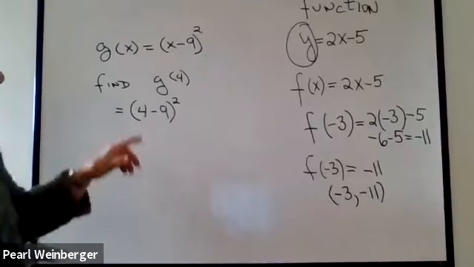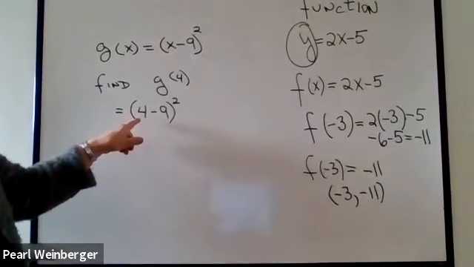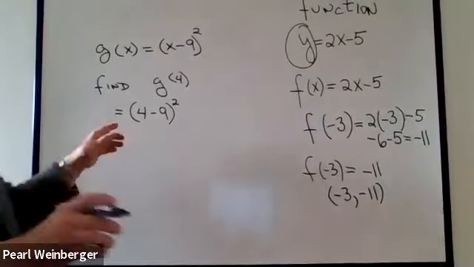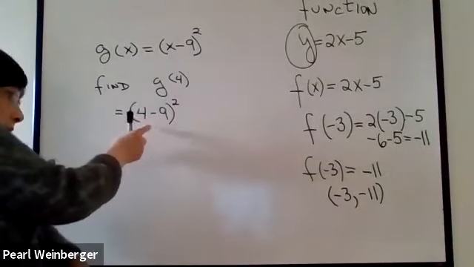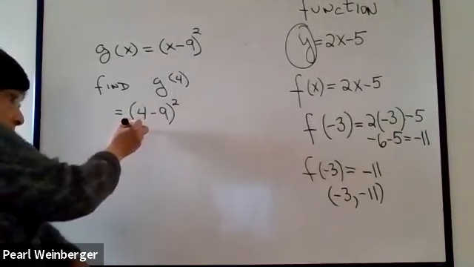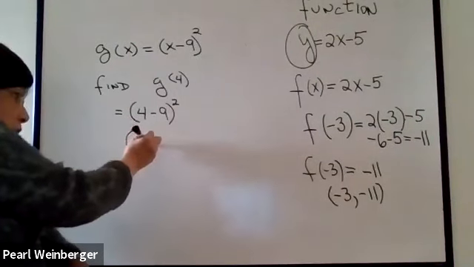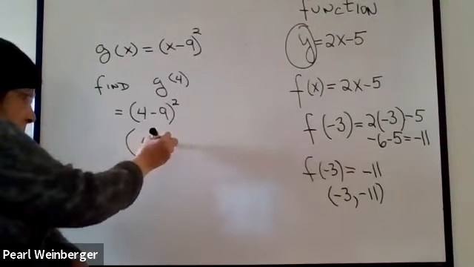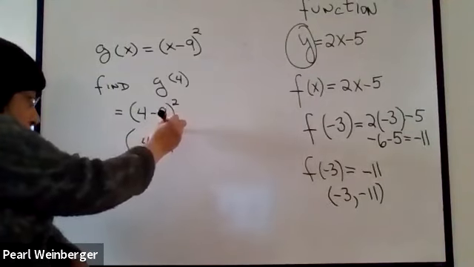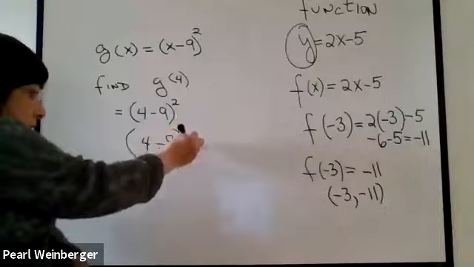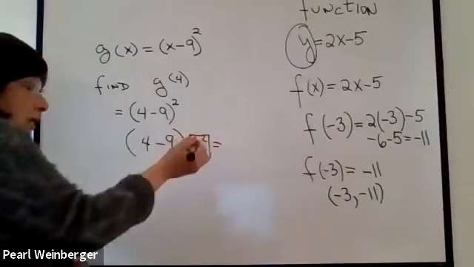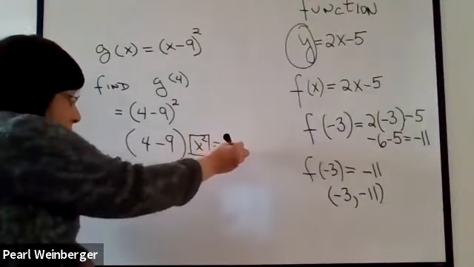I plugged it in the calculator. Okay, that's a good thing to do. She just stuck it into her calculator. If you're sticking it into the calculator, you would do it exactly the way you see it: parentheses, 4 minus 9, close parentheses, and then there's a square button. It probably doesn't look like X squared, and it came out to be 25.